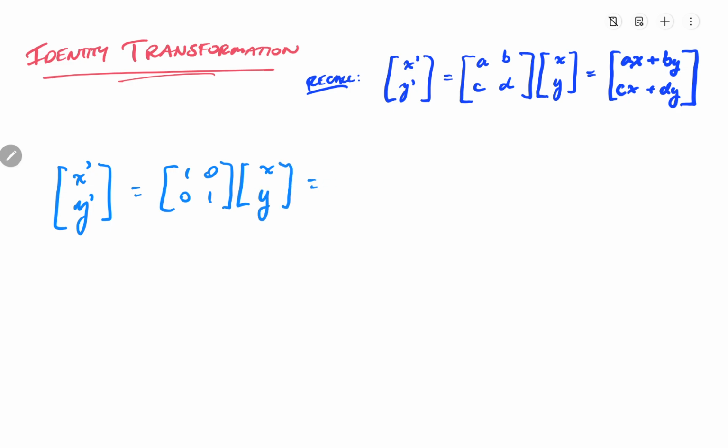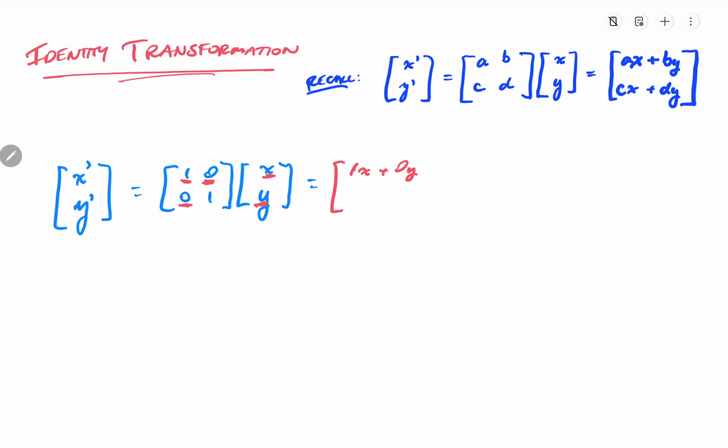So when we multiply this, we're going to have the first number in our first row times the first number in the first column. We get 1x. We're going to add second times second, which is 0 plus 0y. And then we're done with our first row. We're going to move on to our second row.